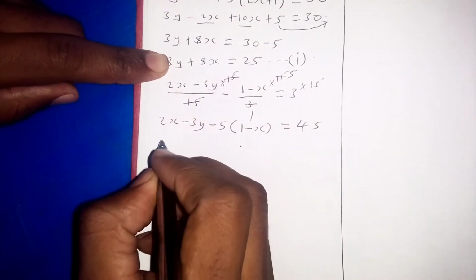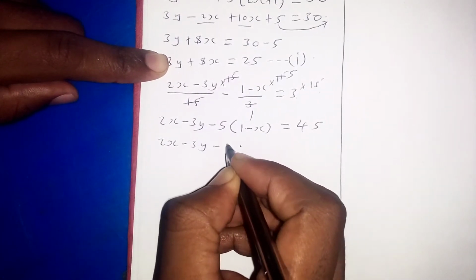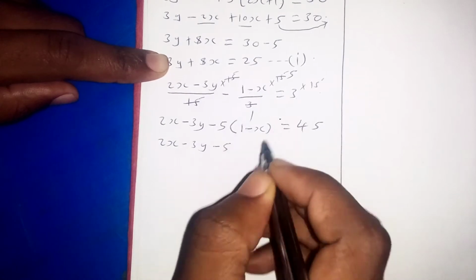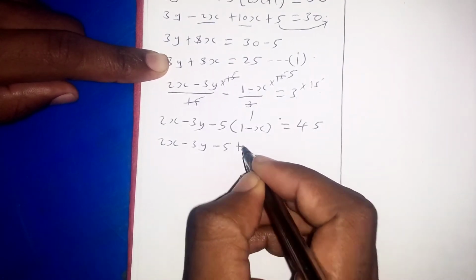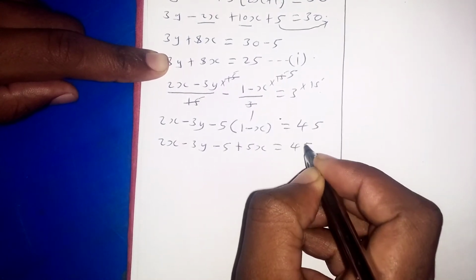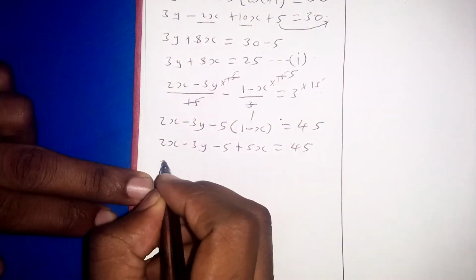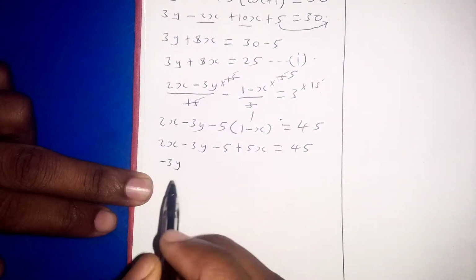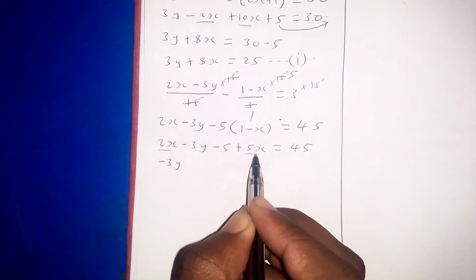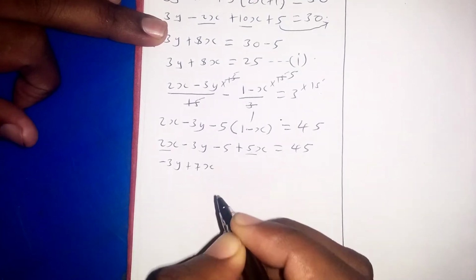Then I can open the bracket, so I'll have 2x minus 3y, then negative 5 times 1, I'll get negative 5. Negative 5 times negative x, negative times negative will give me a positive, 5 times x, I'll get positive 5x, being equal to 45. Then I can also choose to collect the like terms, starting maybe with y. So I'll have negative 3y, then for the x, I have 2x and also 5x. So 5 plus 2, I'll simply get positive 7x.